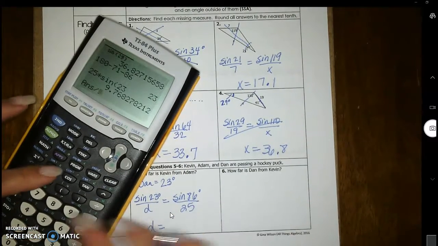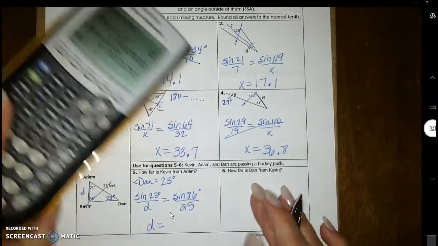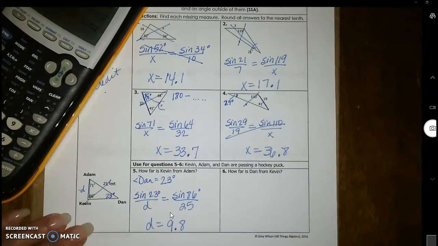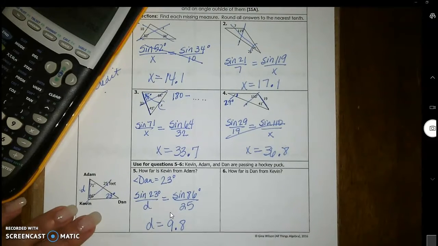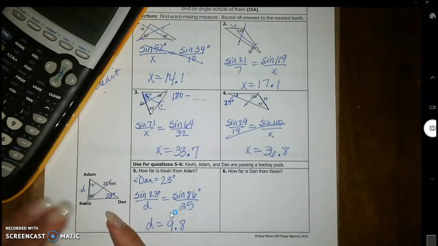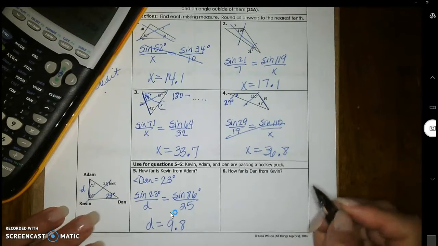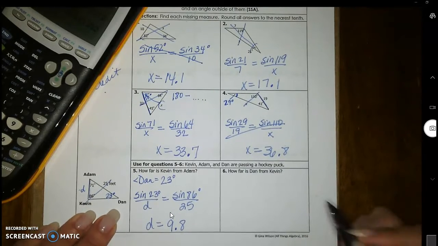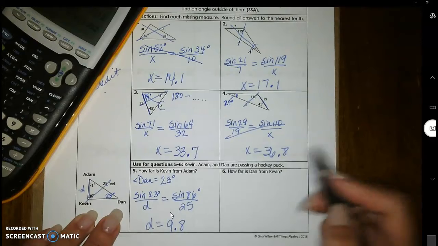Another completely random note is that Kevin is the name of my dad. It's my dad's name. It's Kevin. So it's kind of weird to see Kevin and Dan passing a puck together. Probably, first of all, not going to be passing a puck because they don't play hockey. Second of all, that would not be social distancing at this time, right?